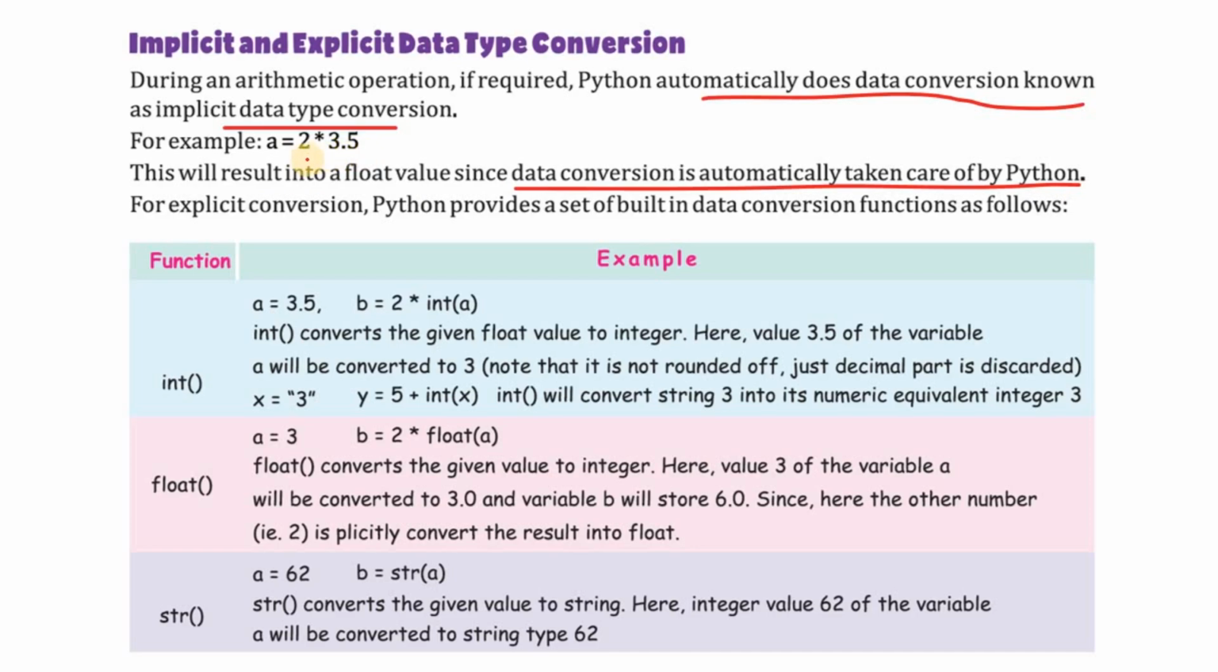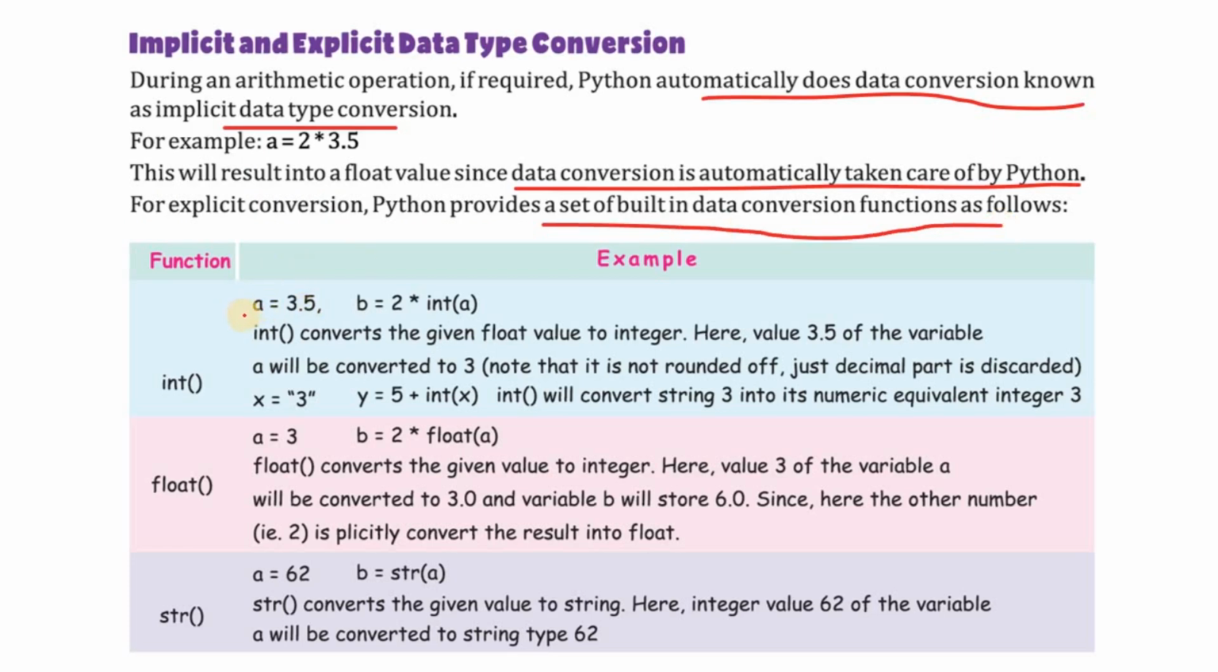But Python automatically converts 2 into what? Decimal. So it becomes 2.0 and does the multiplication. And the result is a decimal number a. Okay. Now for explicit conversion, Python provides a set of built-in data conversion functions.